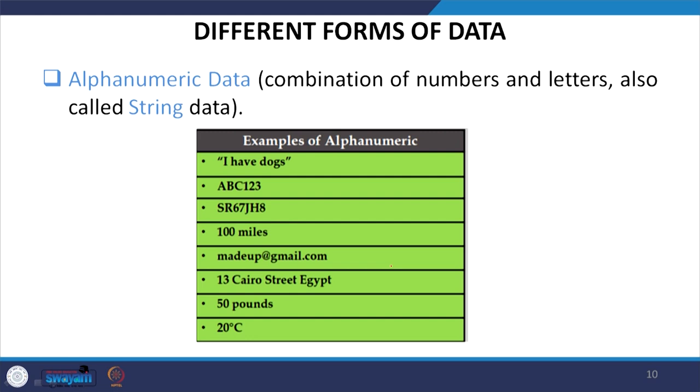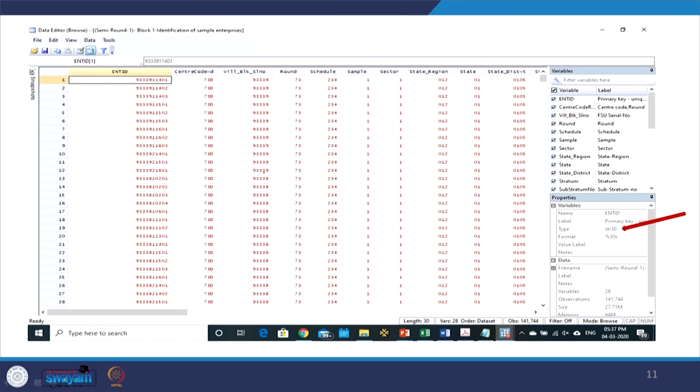What do you mean by string form? It is a combination of numbers as well as letters. So we have given certain examples of string form. These are also called alphanumeric data. Suppose I say I have a dog, or ABC 1, 2, 3 and so on. These are in string form. I will show you in the exact shape in our Stata software.